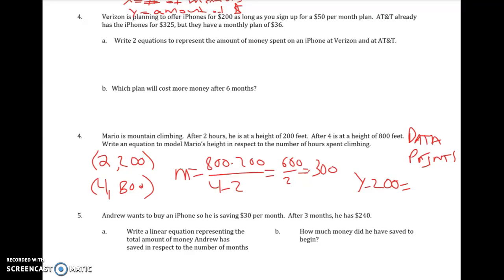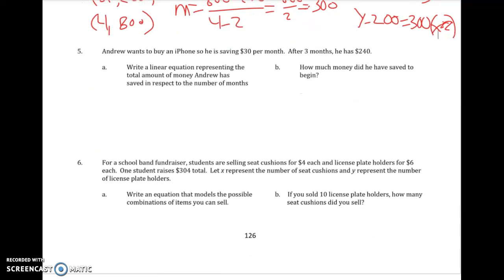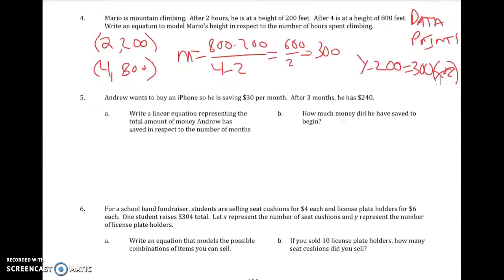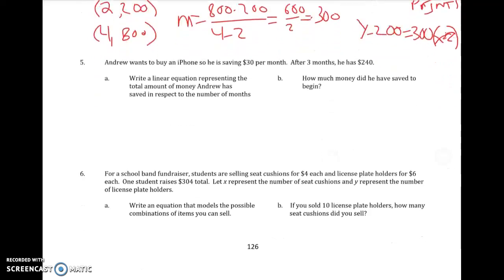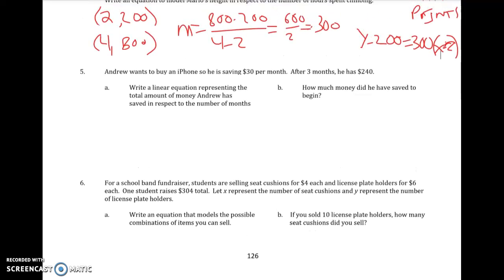equals 300 times x minus 2. That's a minus in there. Okay. I used point slope form because I had 2 data points. All right. The rest of these problems I want you to try on your own as the classwork. Okay. And I'll make sure the answers get posted and we'll talk about these in class.